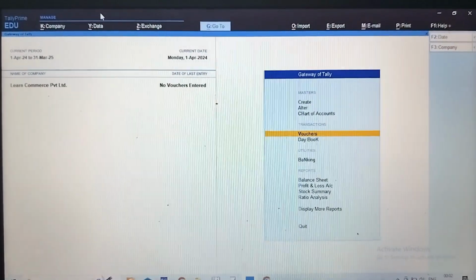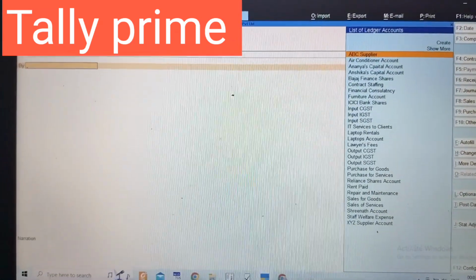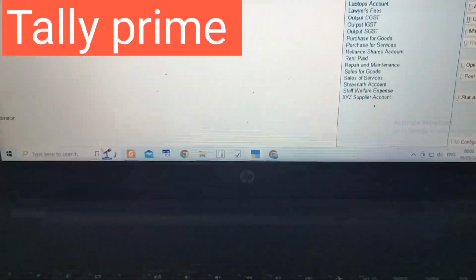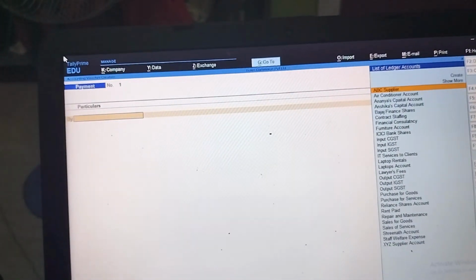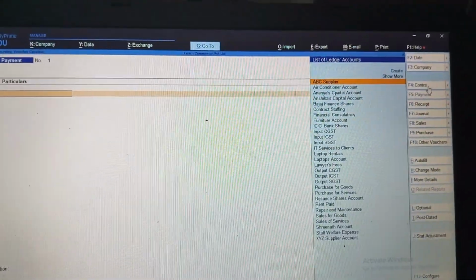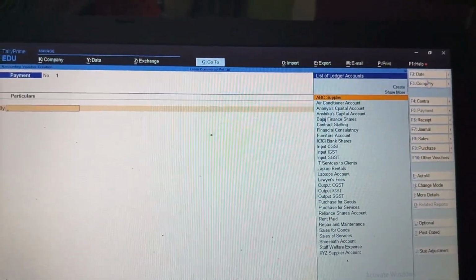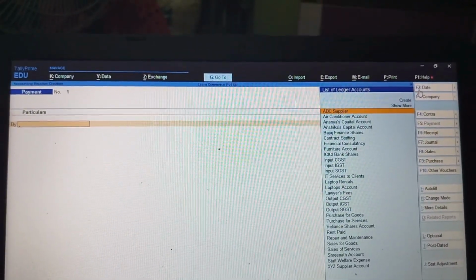You can go from keyboard directly, or you can go using mouse, or you can type V from keyboard. Now you can see here type of voucher selected is payment. So this is also a type of voucher, okay. And on right hand side this is date, and just beside this you can see the shortcut.